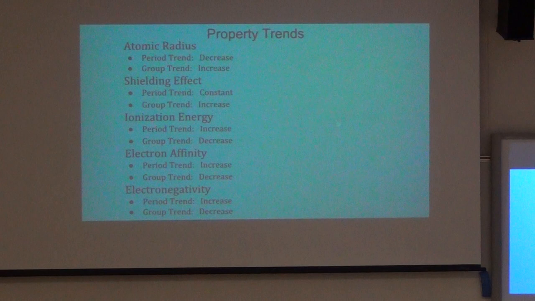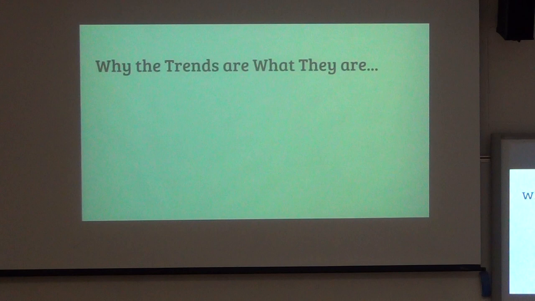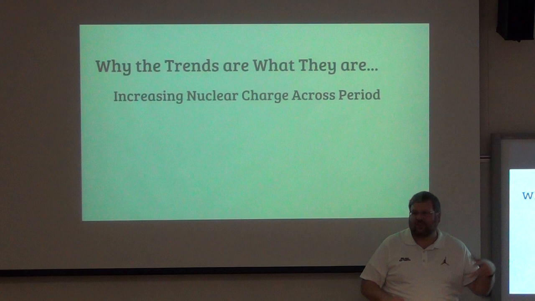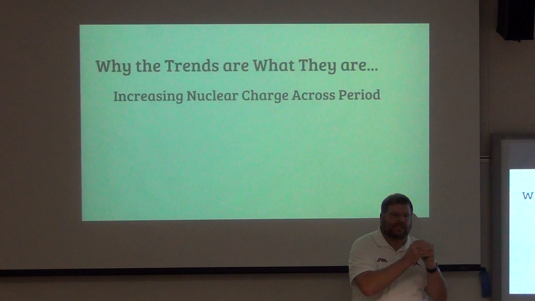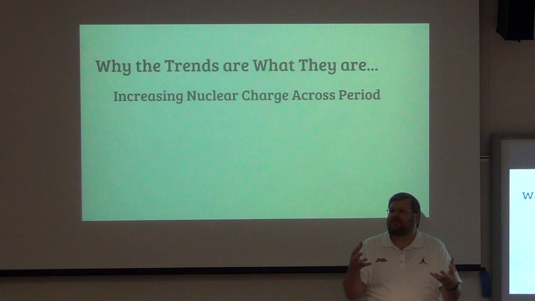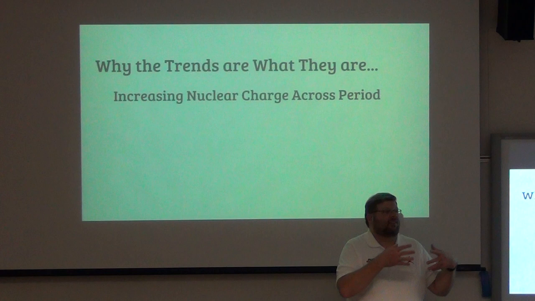So why are the trends the way that they are? We talked about this a little bit in class. The reason is really two things, and it's the two things over and over again. Increasing nuclear charge across the period causes those atoms to get smaller and pull those electrons in more tightly. That, of course, means that your electronegativity is going to go up, and your electron affinity is going to be higher. You'll be able to pull electrons in easier.